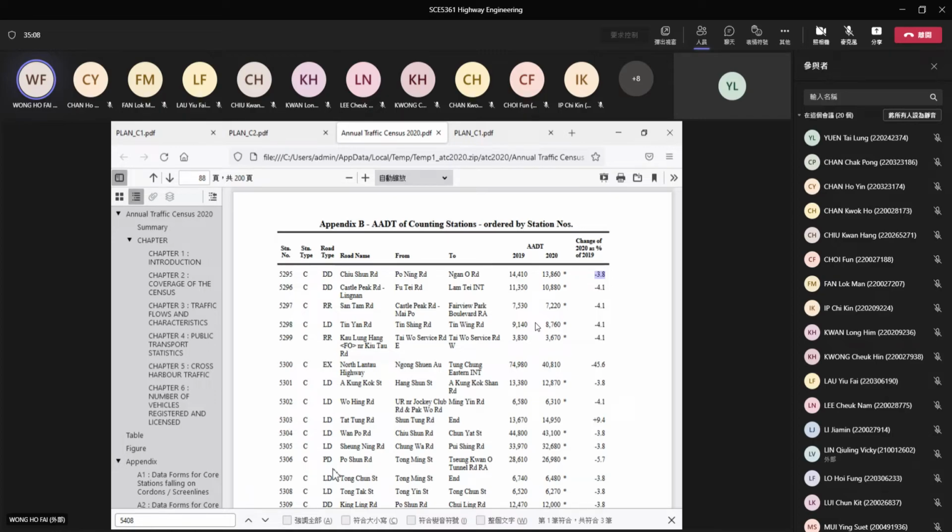Like if I ask you, what are the types of road in Hong Kong? What is the difference between an expressway and a minor distributor? Then you need to tell me what they are and tell me the difference.